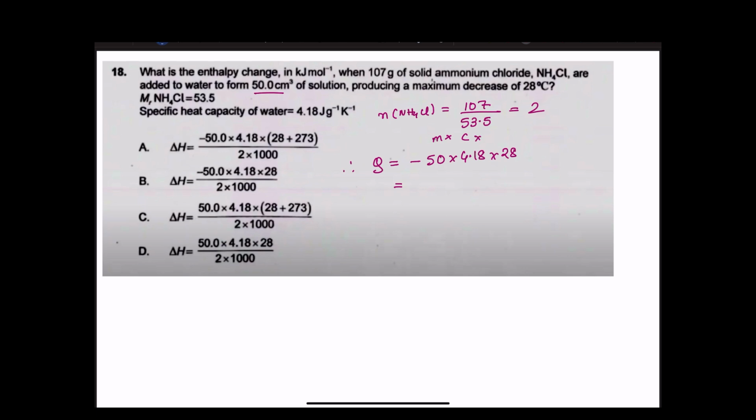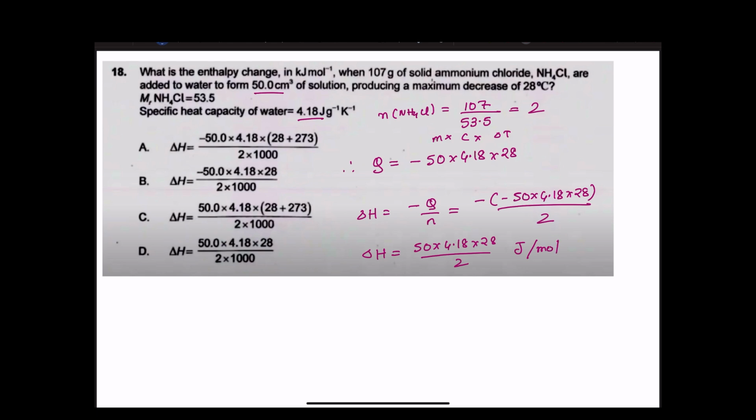C is 4.18, it's given, and delta T is a decrease of 28. So delta T is basically negative 28. This is Q, right? Delta H will be negative Q over n. Minus of minus 50 times 4.18 times 28, n is 2, right? So delta H will be 50 times 4.18 times 28 by 2. The unit will be joule per mole.